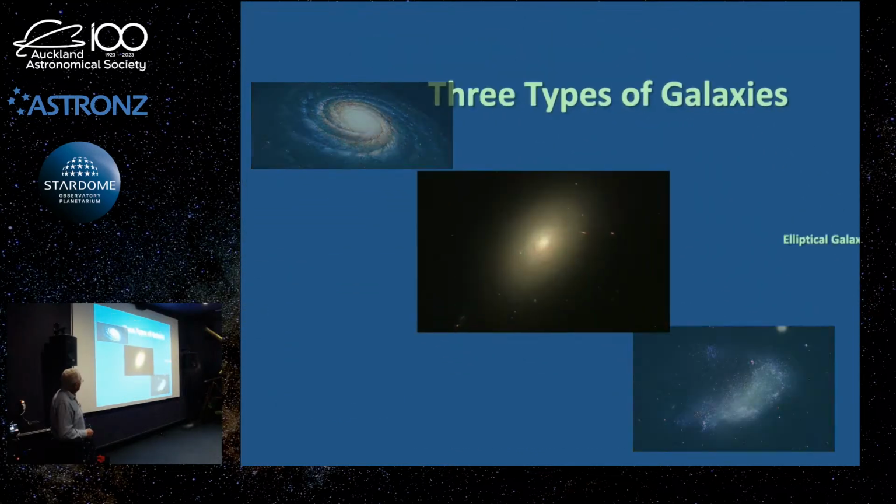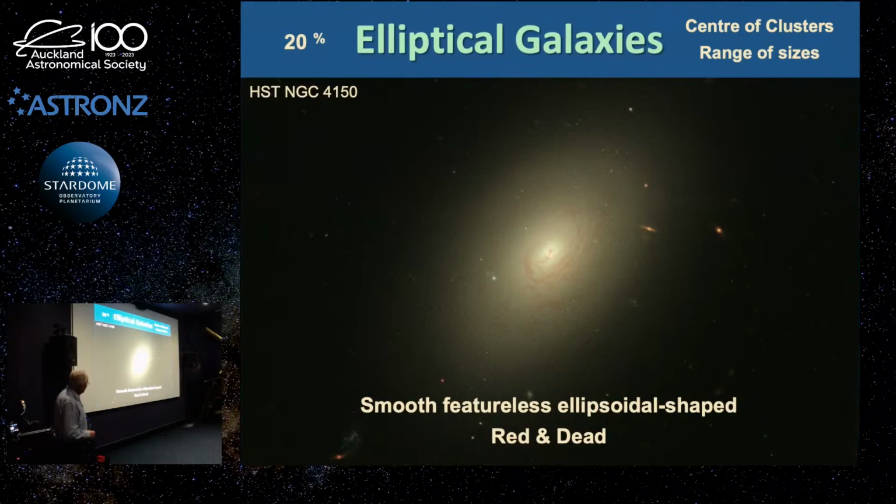Okay, and the next type of galaxies is these elliptical galaxies. Essentially, they are smooth and featureless. As you can see here, there's no spiral arms, there's no big central bulge or bars. They're very, very featureless. They're ellipsoid shaped. Dimensionally, a rugby ball is the best description of an elliptical galaxy in terms of its shape.